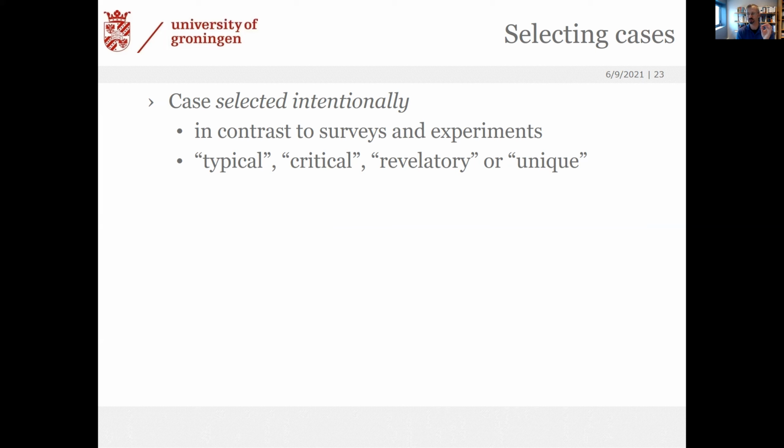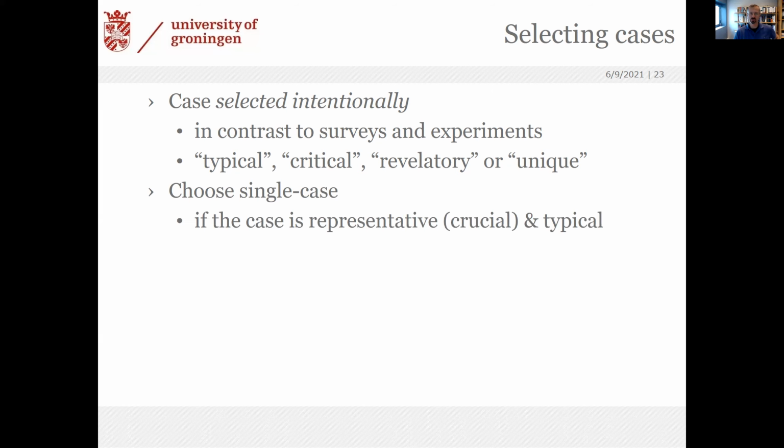Maybe it's a typical example, so you want to take it and generalize. Maybe it's a critical case, something that only appears when a problem arises, so you're able to distinguish this case. Maybe it reveals something that you didn't know before, or maybe just unique. And those unique cases, those outliers, are also very interesting to study.